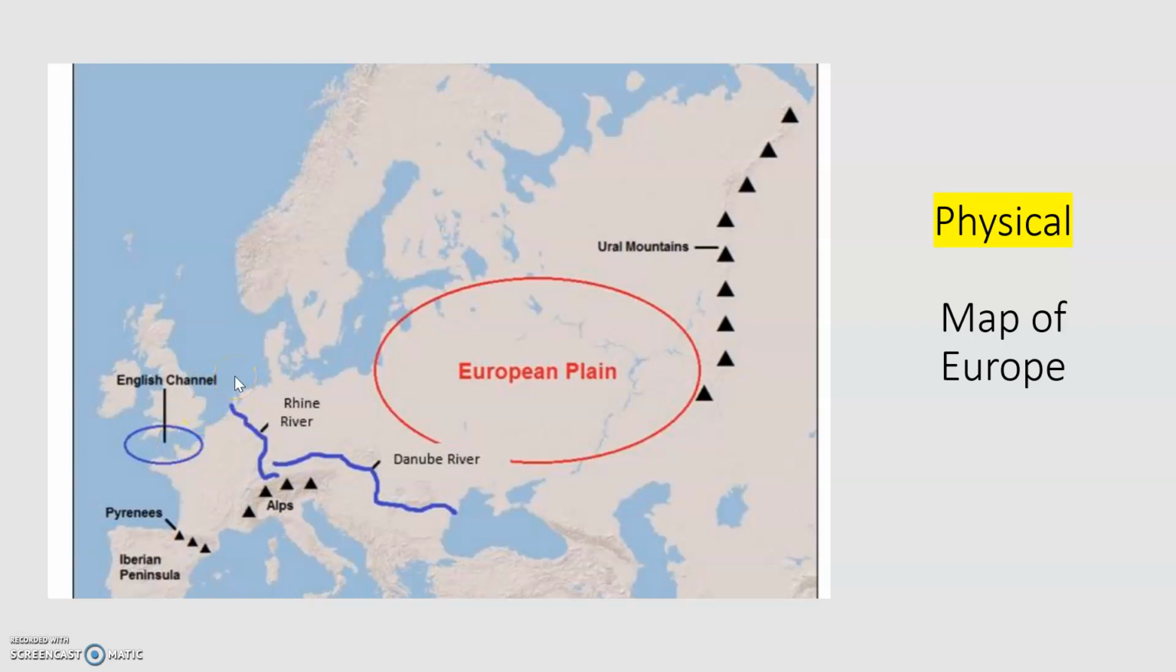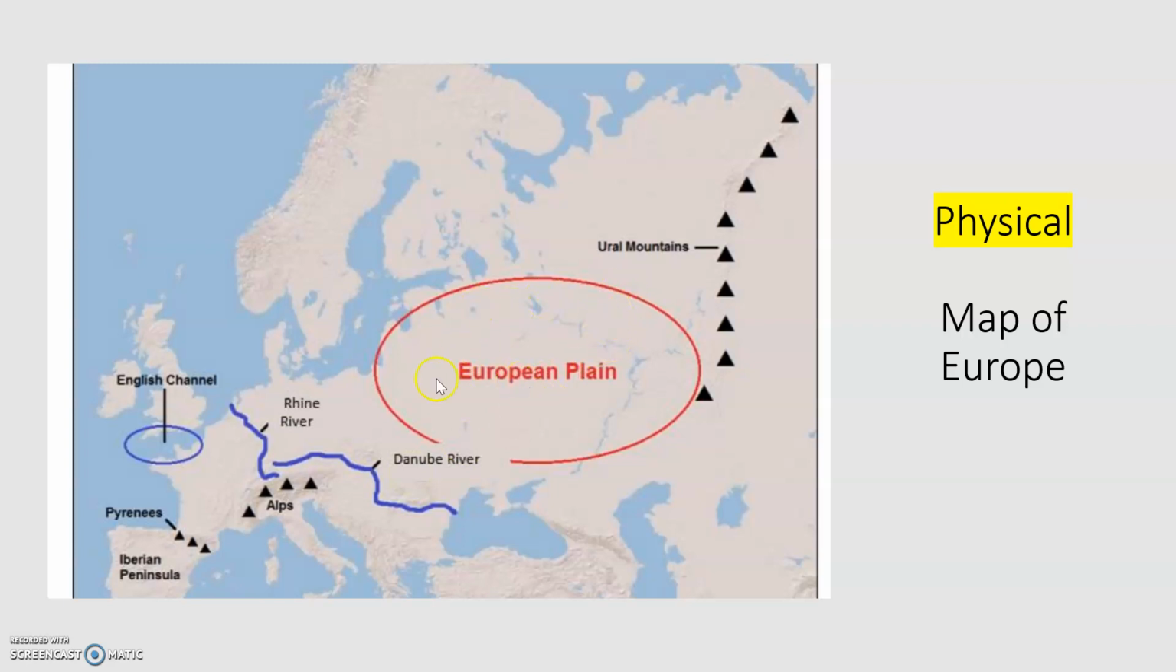We have 2 rivers we need to locate. One is the Rhine, the other is the Danube. And an easy way to remember that, one is longer than the other. The Danube is longer than the Rhine. One runs from west to east, the other from north to south. But the easy way to remember, the Rhine has 5 letters, right? The Danube has 6 letters. So the Danube is longer.